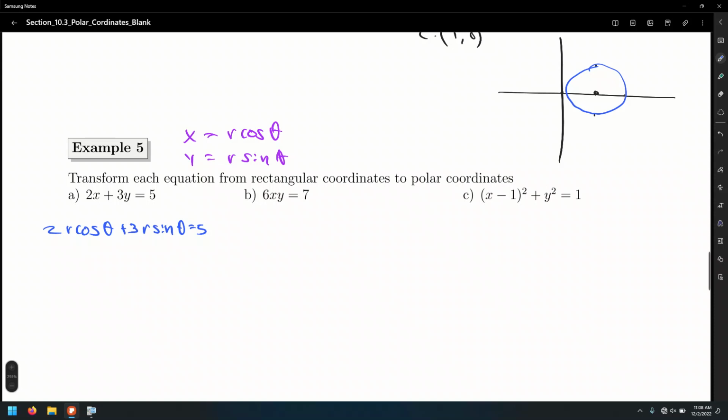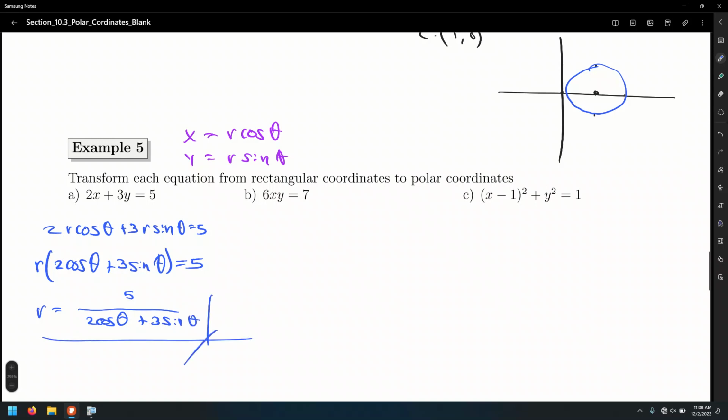And notice on the left hand side we have a common factor of r. That is r times (2 cosine theta plus 3 sine theta) equals 5. And then we can divide 5 by that whole expression multiplying the r, and we should get r equals 5 over (2 cosine theta plus 3 sine theta). That's it. Final answer.